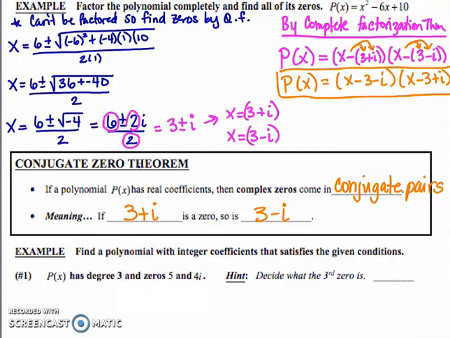So if we want to find a polynomial with integer coefficients that satisfies the given conditions, we're going to use the conjugate zero theorem. Because for our example, they're telling us that p of x has degree 3, which means it has 3 zeros, yet they only tell us that it has zeros 5 and 4i. So the hint here is we have to decide what the third zero is.